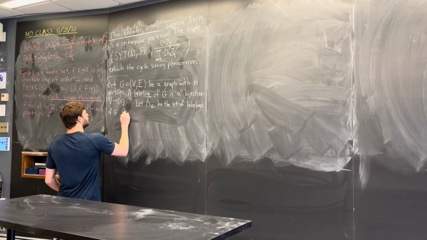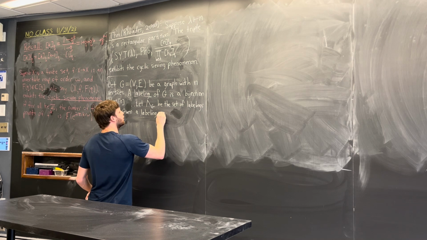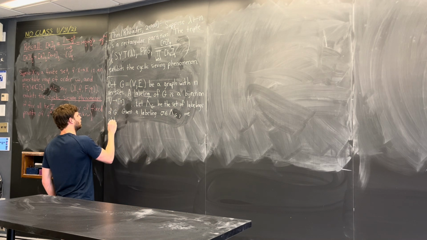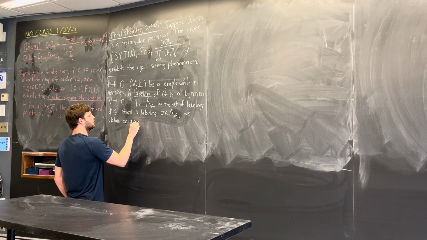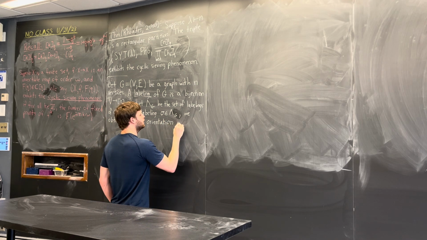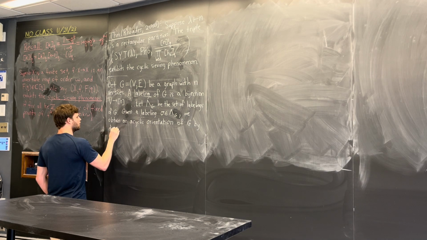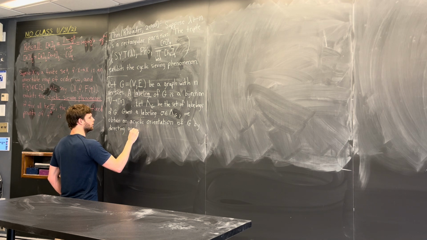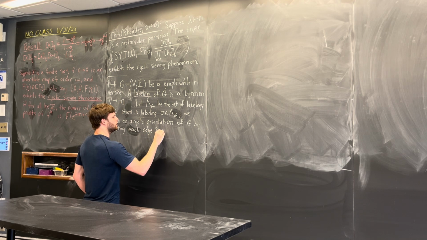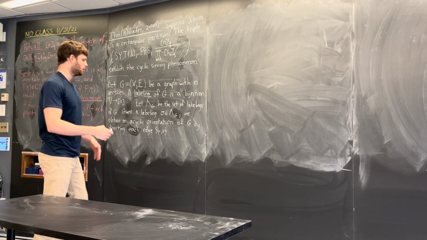So given a labeling sigma in lambda G, we obtain an acyclic orientation of G by directing each edge, say uv, where u and v are two adjacent vertices, and we direct it from u to v if sigma of u is less than sigma of v.